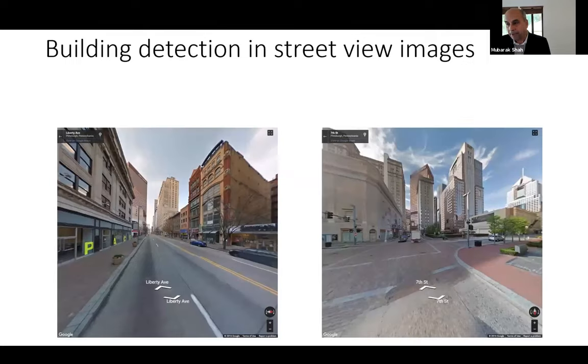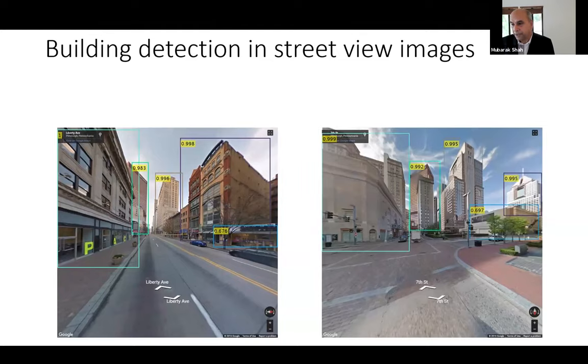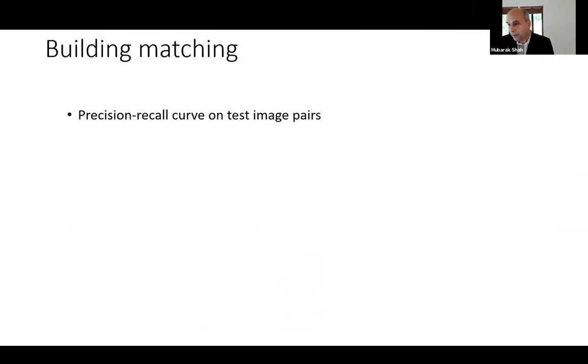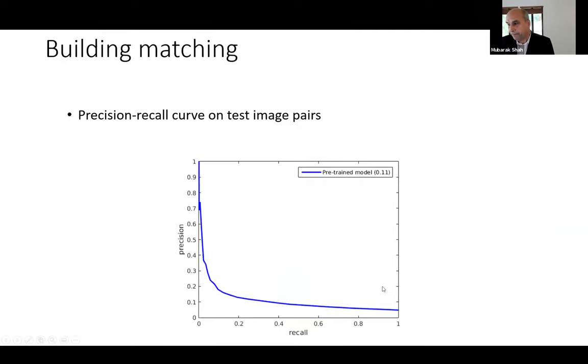So the experiment results are, first, we show here the buildings we can detect pretty well. And these are the confidences of each building detection. These are the bird's eye view. We get pretty good results if we just take a pre-trained model, it's like this, but when we fine-tune with our dataset, it improves significantly.